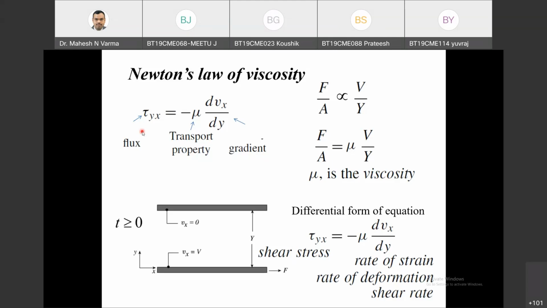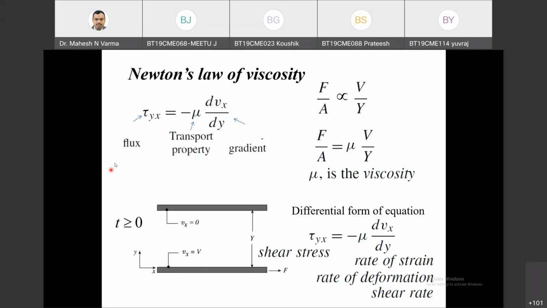Everybody got this? Anybody has any difficulty? Momentum per unit time per unit area. Okay, this is the momentum per unit time per unit area or shear stress. This is called a flux. We are calling it a momentum flux. We are just trying to confirm: momentum flux is nothing but the force per unit area or shear stress.